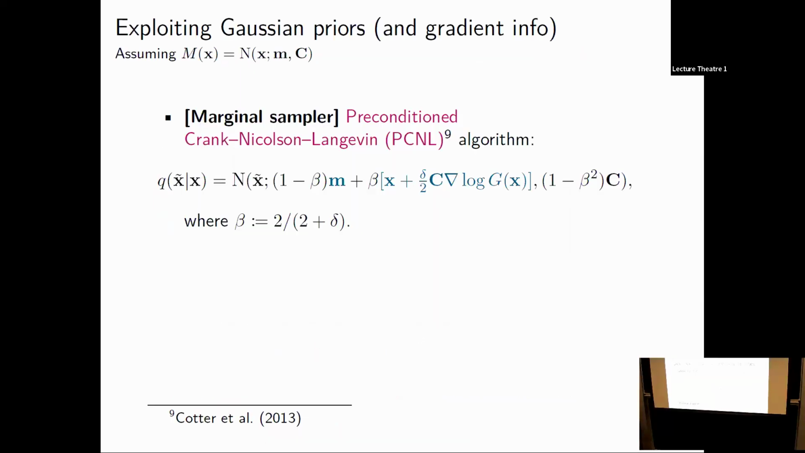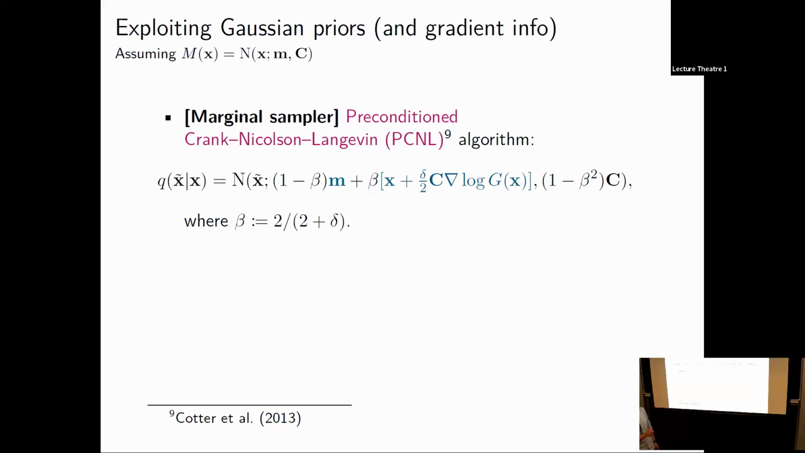Okay, next one. So now we can use gradient information, but we can do even better. If we have a Gaussian prior, we could try to use information from that as well. That's motivated by the idea that if your likelihood is really uninformative, then you wouldn't want to do local moves. You would just want to sample IID from the prior, right? And if you have a Gaussian prior, we can do that.